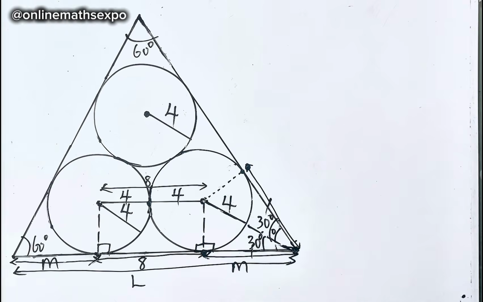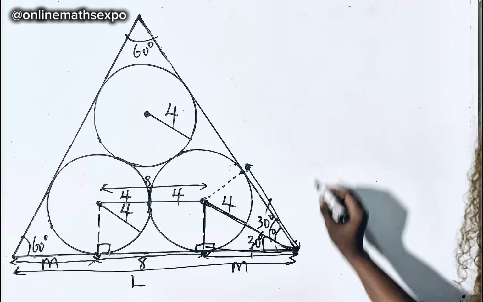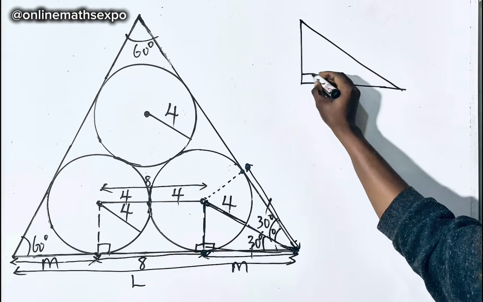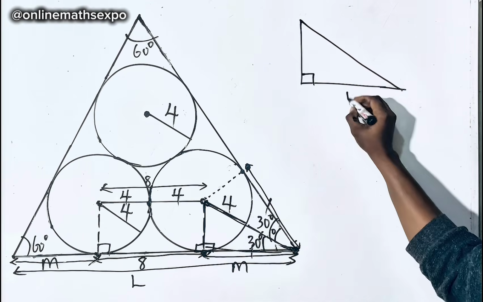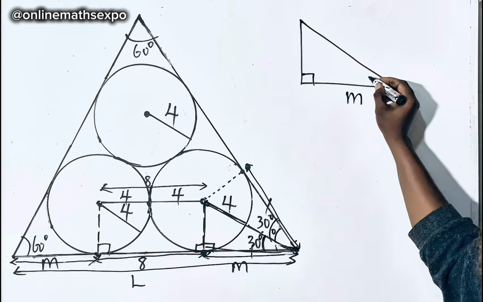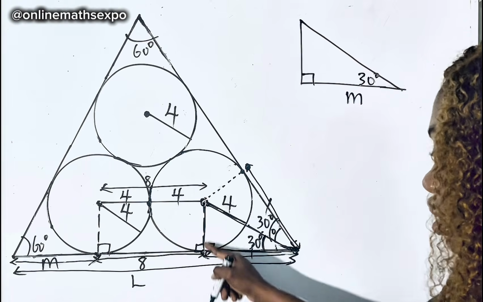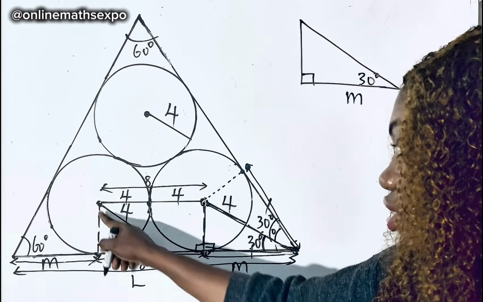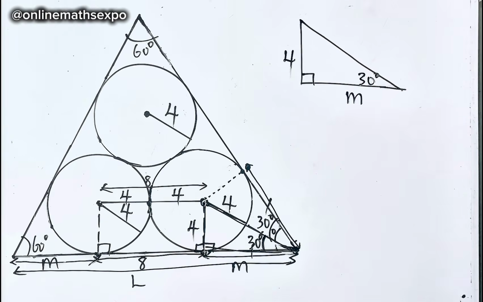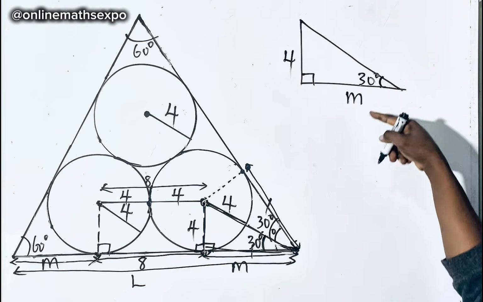Bringing out this right triangle, this is what we have. From here to here is our M. This angle here measures 30 degrees. Do we know from this to this? Yes, that is the radius of the circle and is the same as 4 units. So here measures 4 units. So what should we do at this point? You see that we are working with an angle and sides of a right triangle.